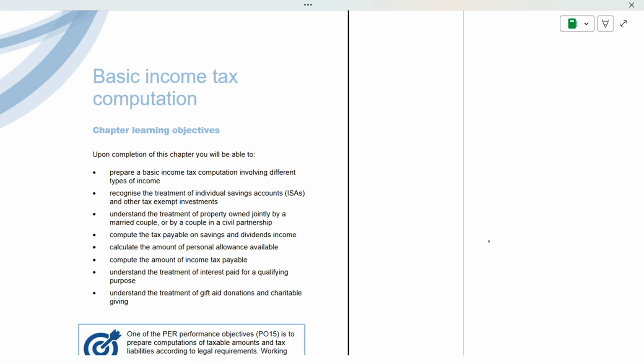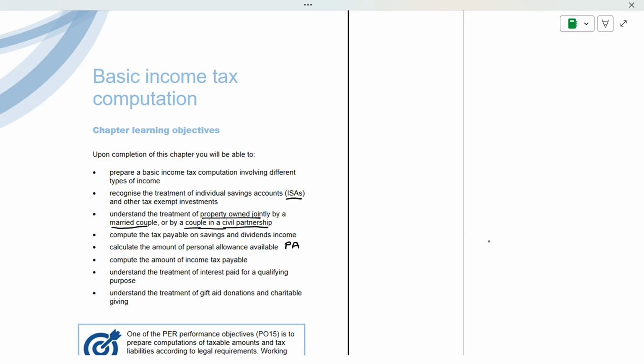What is the concept of ISA, an individual savings account? What is the treatment of property owned jointly by a married couple, or by a couple in a civil partnership? What is the tax payable on savings? What is the personal allowance? They use the word personal allowance.